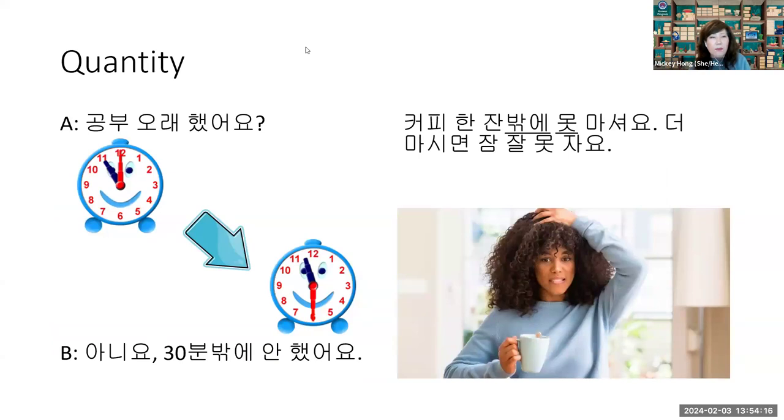And when you are mentioning quantity, it is to express how that quantity is less than the expectation or smaller than the expectation. 공부 오래 했어요? They ask you, have you been studying for a long time? 아니요, 30분밖에 안 했어요. Only 30 minutes. Except for the 30 minutes, I didn't do anything. 커피 한 잔밖에 못 마셔요. 더 마시면 잠 잘 못 자요. I can't drink but one cup of coffee. If I drink more, I can't sleep well. 잠 잘 못 자요. 잘 is well. 못 is can't. So you cannot say 못 잘 자요. 못, the negative expression, has to come right before the verb.